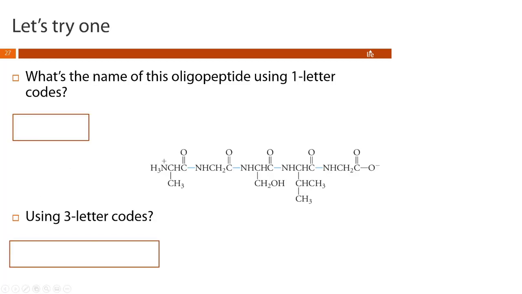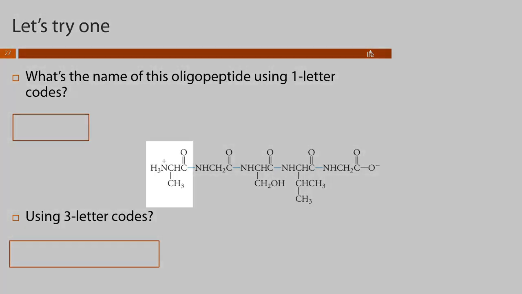Okay, so let's try one. What is the name of this oligopeptide using 1-letter codes? I want you to pause the video, look at your amino acid handout, and see if you can identify all 5 amino acid residues in this oligopeptide. And then I want you to list their 1-letter codes in order from N terminus to C terminus. Okay, so it looks like this first amino acid is alanine, followed by glycine, serine, valine, glycine.